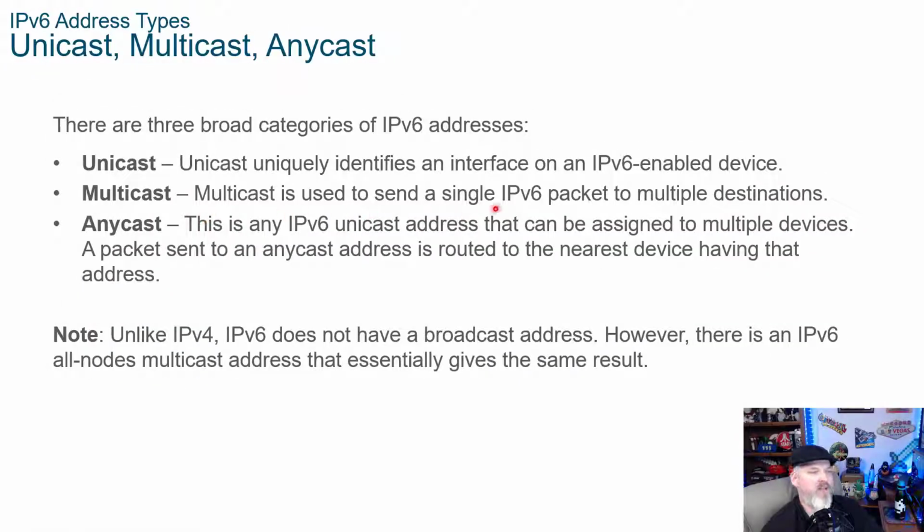Multicast is used to send a single v6 packet to multiple destinations, very much like v4. And anycast, this is the difference. Anycast, this is a v6 unicast address that can be assigned to multiple devices. A packet sent to an anycast address is routed to the nearest device having that address. So unlike v4, v6 does not have a broadcast address. However, there is a v6 all nodes multicast address that essentially gives you the same result.